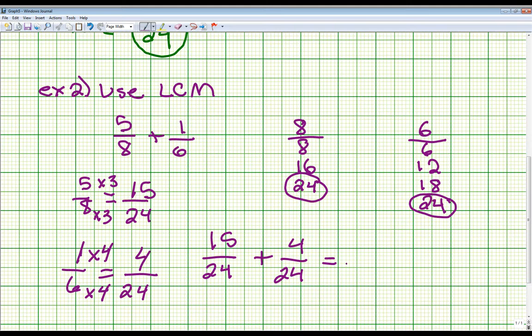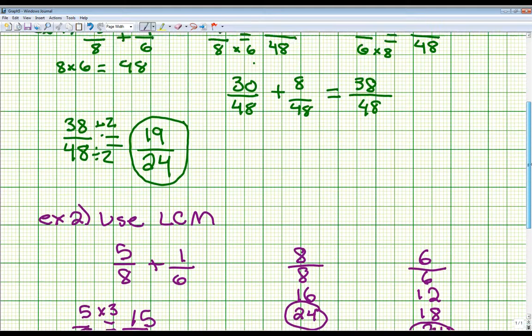So remember, the bottom stays the same. We do not change the bottom. 15 plus 4 gives me 19. Now the strategy of using the lowest common denominator actually gets you to the answer quicker because notice how my answer here is actually the final answer. I don't have to take that extra step to simplify.